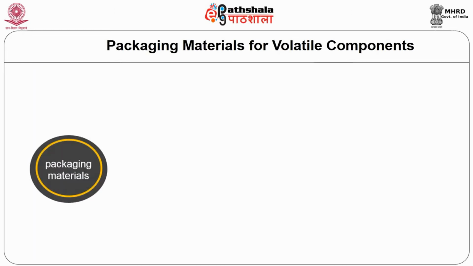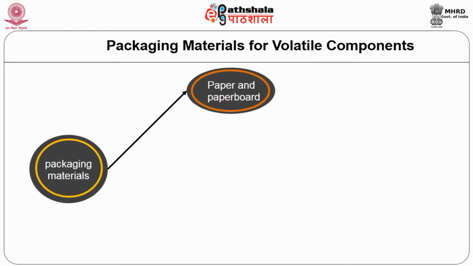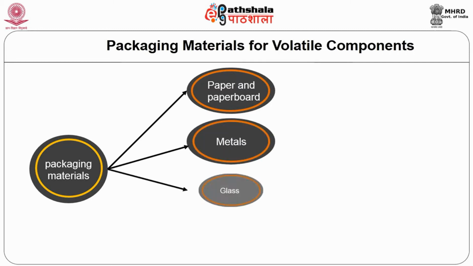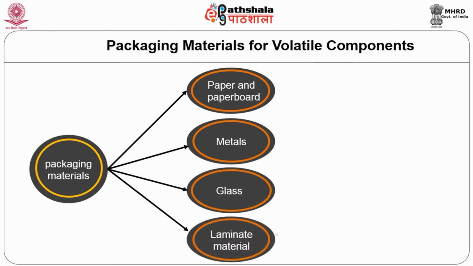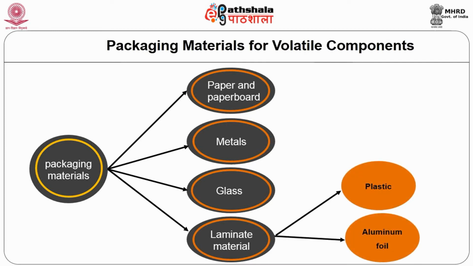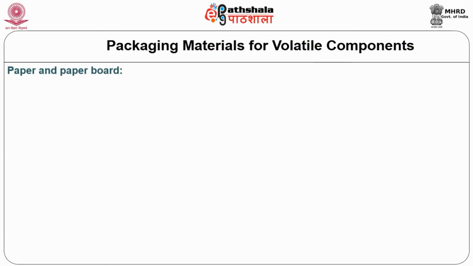Following are some categories of packaging material. First one, paper and paperboard. Second one, metals. Third one, glass. Fourth one, laminate material. Under these, two categories are there: plastic and aluminum foil. This is again subcategorized into primary and secondary packaging material. Let us see the different categories of packaging material one by one.